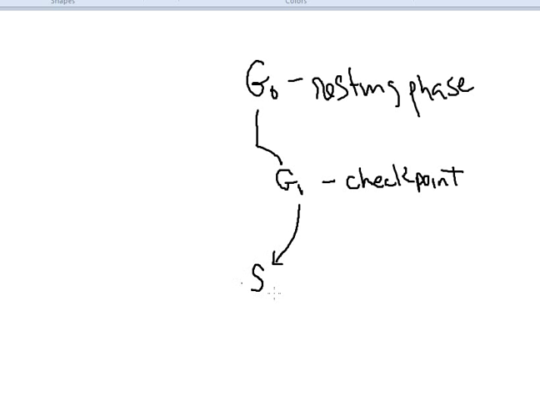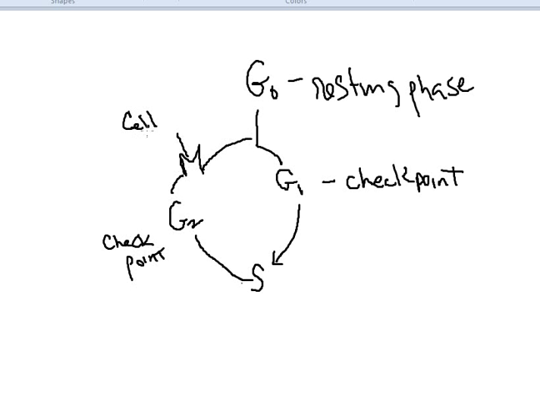At this point, the DNA actually replicates. Cells then enter G2 phase, which is a second checkpoint, before entering the M phase, or mitosis, which stands for cell division. So this cell cycle is a very complex process with two checkpoints in it.